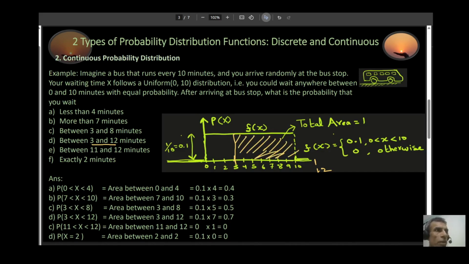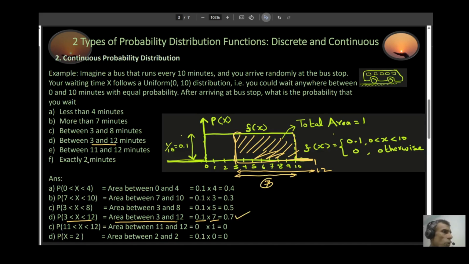But remember, your curve actually drops, so there is no area on this side. So the probability that you wait between 3 and 12 is equal to the area between 3 and 12, which is just this part of the area because there is no area over here. So it's going to be 0.1 times 7, because the distance from here to here is 7. So 0.1 times 7 is 0.7, so it's going to be a 70% chance.